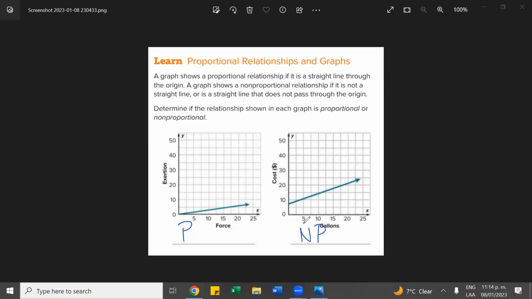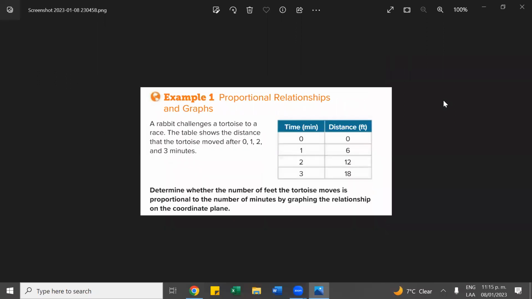Okay, so that's the first thing we're going to learn today. Let's see how we can apply it. Let's see example number 1. Turn your page over and we'll see example number 1. It says a rabbit challenges a tortoise to a race. The table shows the distance that the tortoise moved after 0, 1, 2, and 3 minutes.